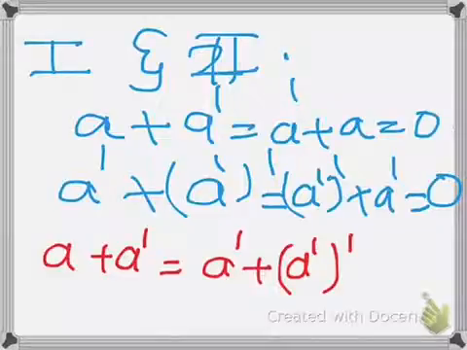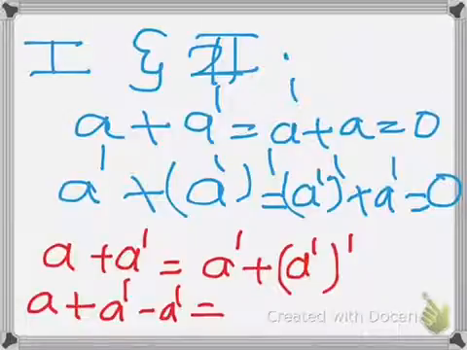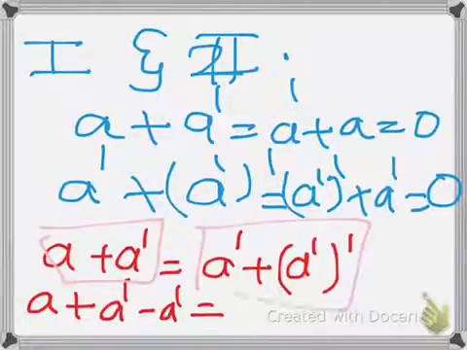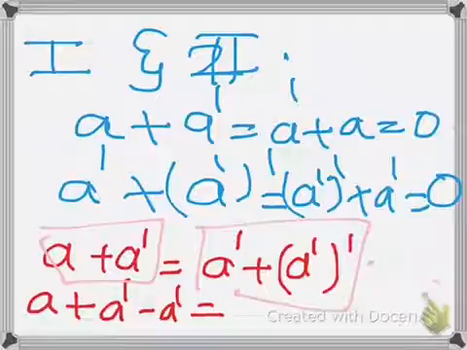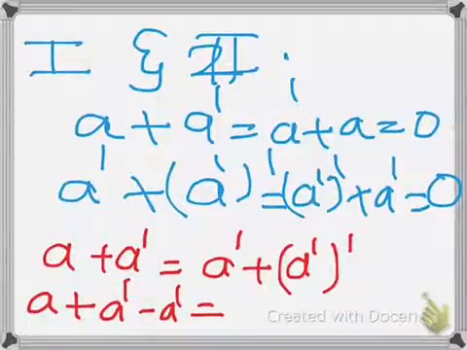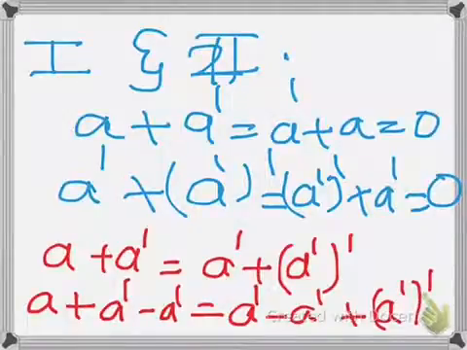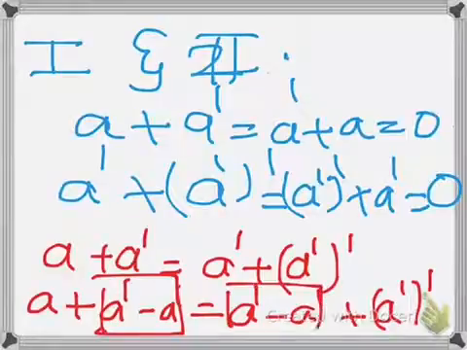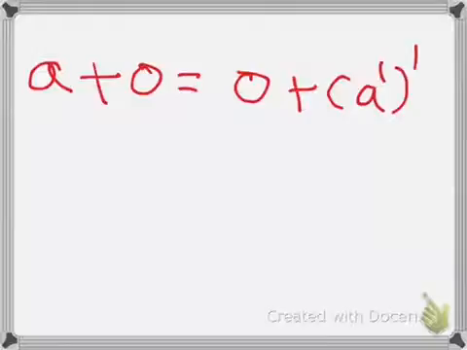Now, cancelling, let us subtract A dash dash on both sides, because when this is equal to this, subtracting equal quantities from both gives us the same value. So we subtract A dash dash from the two sides, A dash dash minus A dash dash, and this is going to give us 0. Continuing, we write A plus 0 equals 0 plus A dash dash.